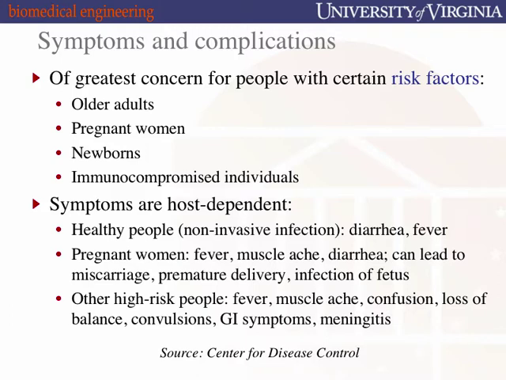In pregnant women, they'll suffer from fever, muscle ache, diarrhea, the same types of things, but this can lead to miscarriage, premature delivery, and infection of the fetus, which would be very bad. Other high-risk people suffer from many of the same issues, but also confusion, loss of balance, convulsions, and most importantly, meningitis, which can ultimately kill you.